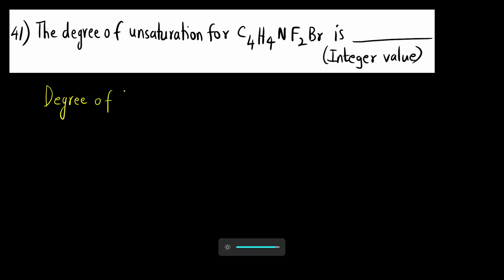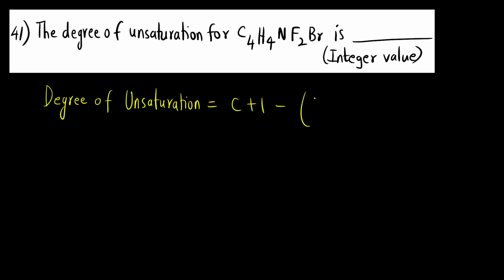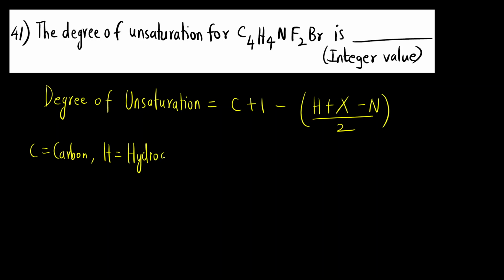Degree of unsaturation is equal to C plus 1 minus (H plus X minus N) divided by 2. You can remember this formula. What is C? C is the number of carbon atoms. H is the number of hydrogen atoms. X is halogen, it can be fluorine, chlorine, bromine, iodine. N is nitrogen.